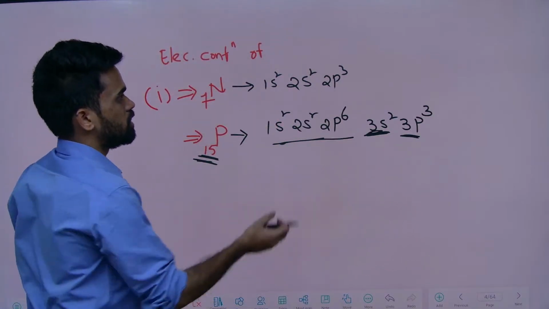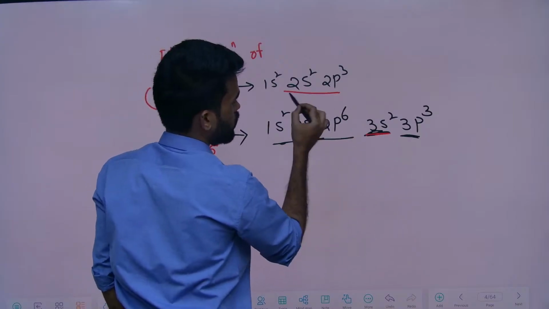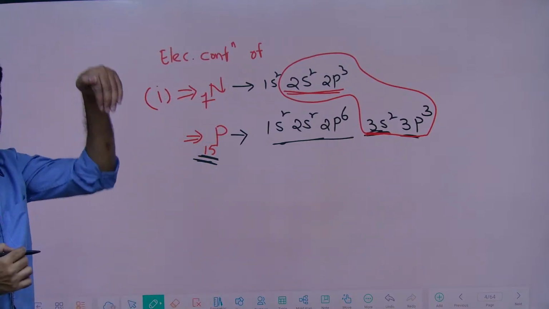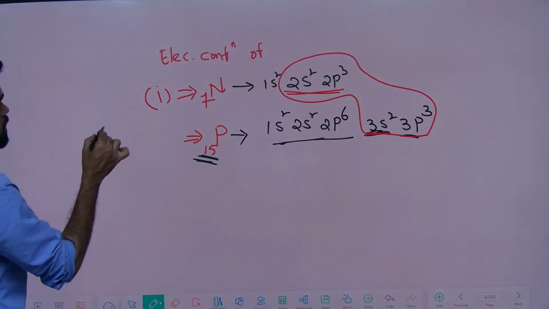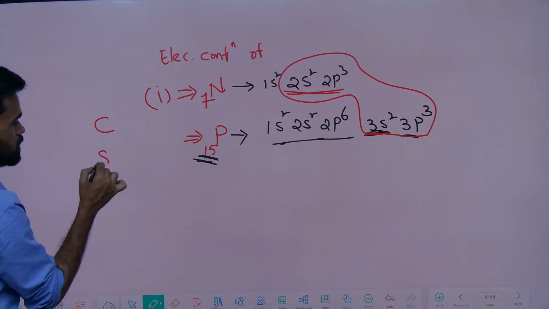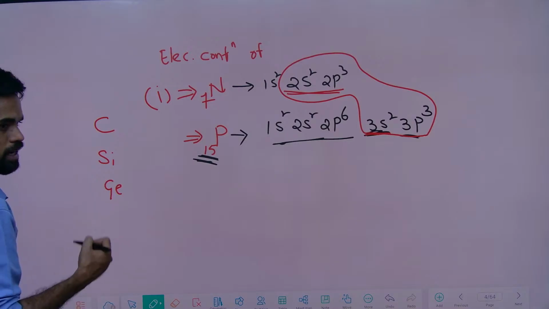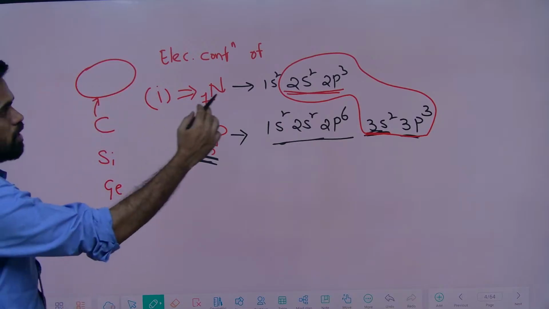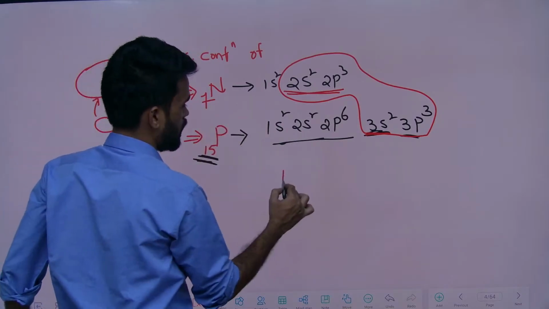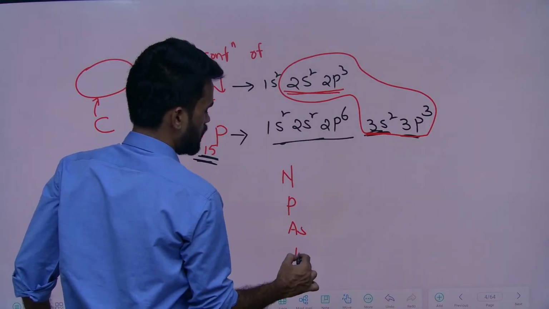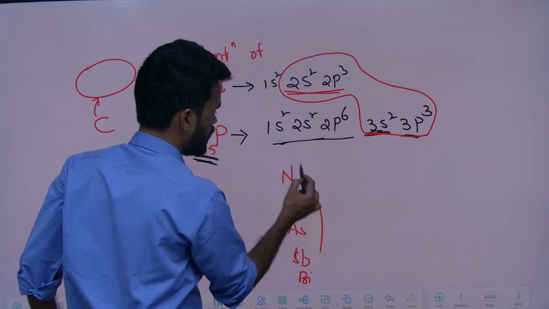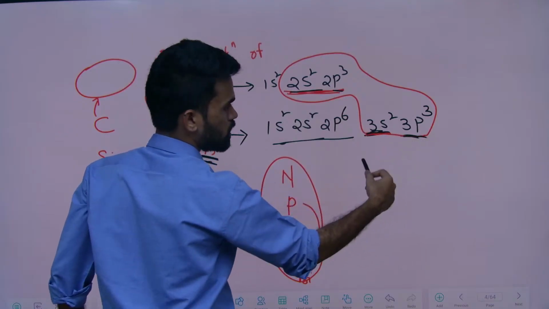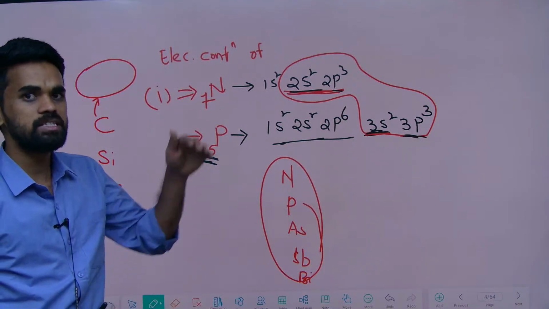But if you observe, this is 3s2 3p3, this is 2s2 2p3, here 3s2 3p3. So it means in the periodic table, if you take a particular group of elements, like the carbon family: carbon, silicon, germanium, tin, lead, all these elements have similar electronic configuration. It means the same number of valence electrons. When it comes to the nitrogen family, nitrogen, phosphorus, arsenic, antimony, bismuth, you are going to see something like this: 2s2 2p3, 3s2 3p3, 4s2 4p3, 5s2 5p3. This is the trend you are going to see.